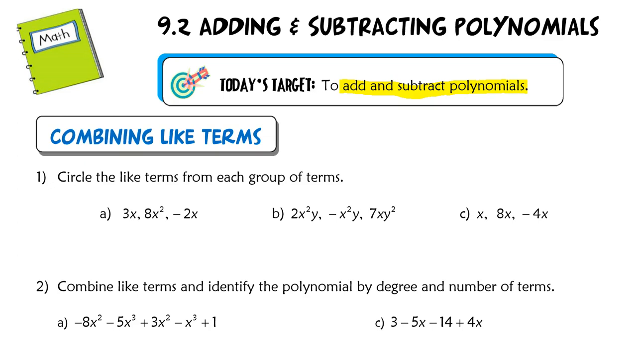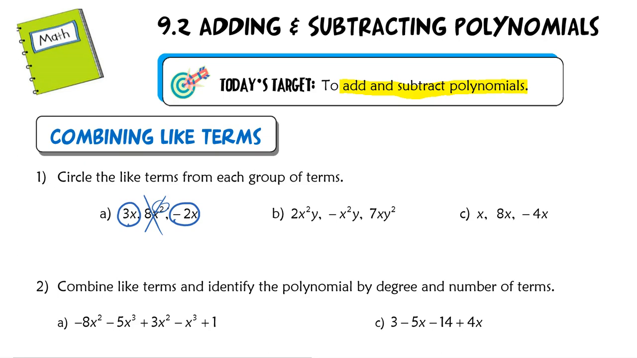So let's start off with just a review of what a like term actually is. In this first set of problems, all I want to do is identify which terms are actually like terms. Now remember, you have to have the same variable and the same exponent. So in this particular example, 3x and negative 2x are like terms. 8x squared would not be a like term because that exponent here is 2.